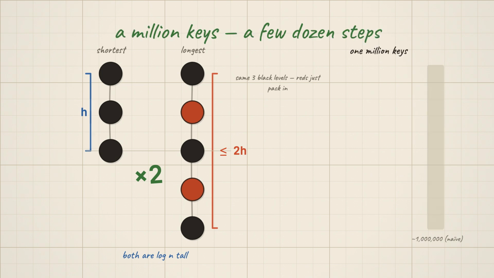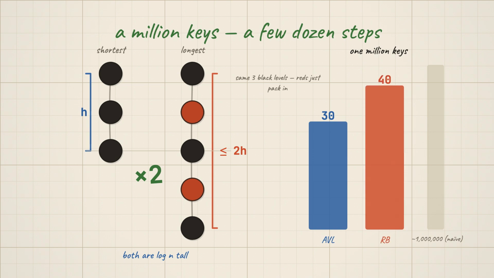With 1,000,000 keys, an AVL tree is at most roughly 30 levels tall. A red-black tree may approach roughly 40 in its worst shape. Both are still only a few dozen steps, nowhere near 1,000,000.